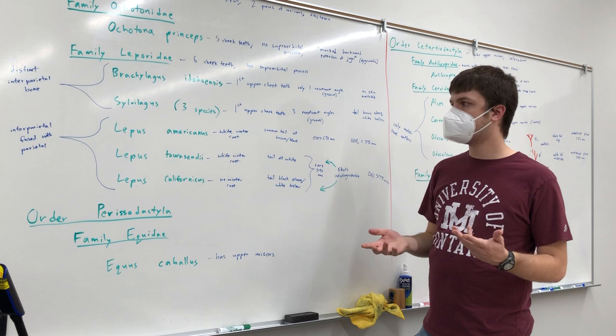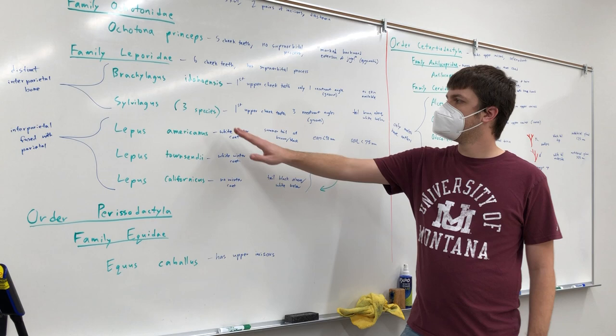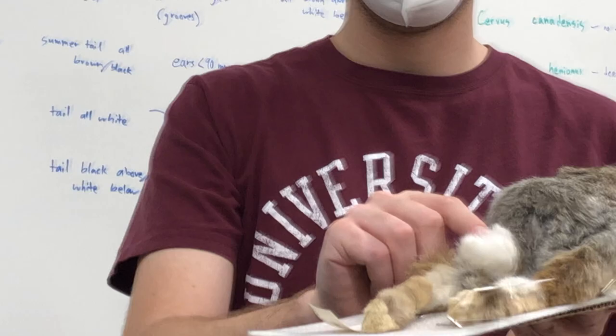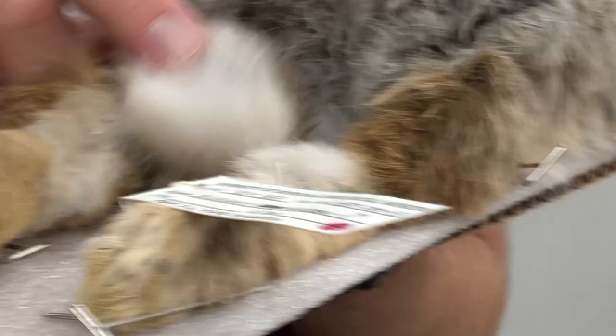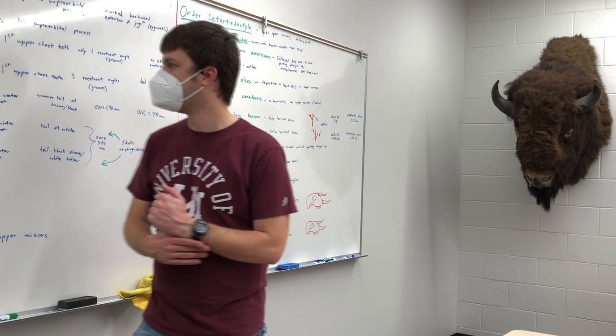During the summer, all of these species are brown or black or grayish. So then we want to look at the tail. Silvolagus, the cottontail, has this white underneath of the tail, hence the cottontail, and brown above. All three species of Silvolagus look similar to that, so we won't worry about identifying to species level.